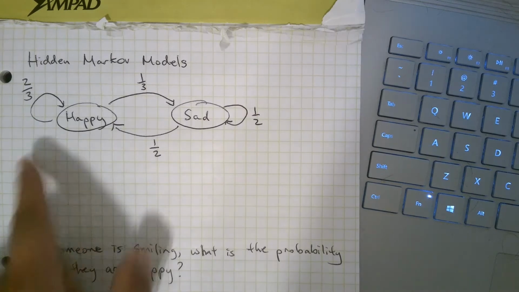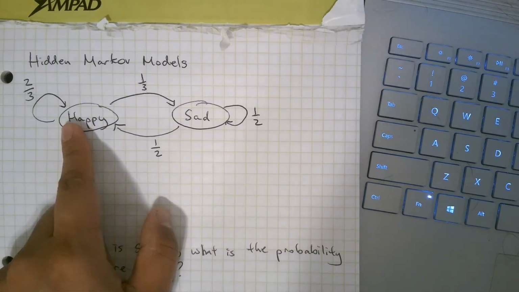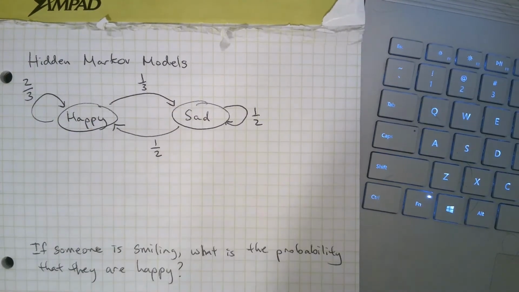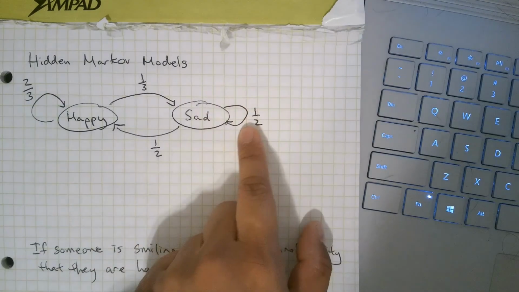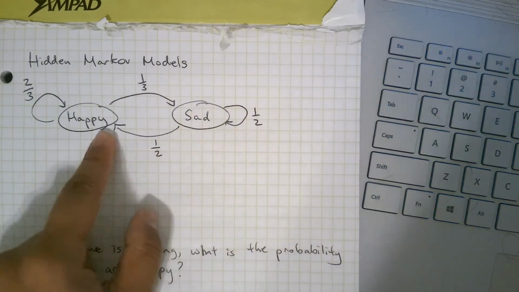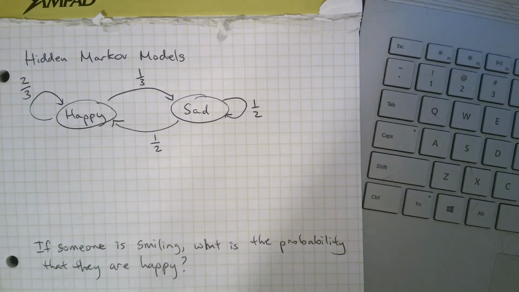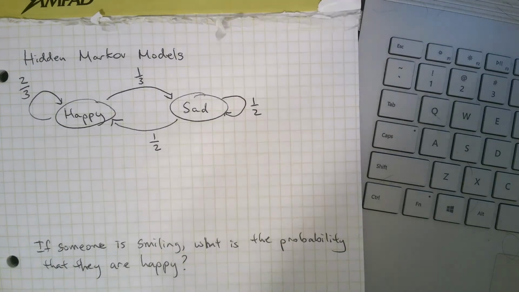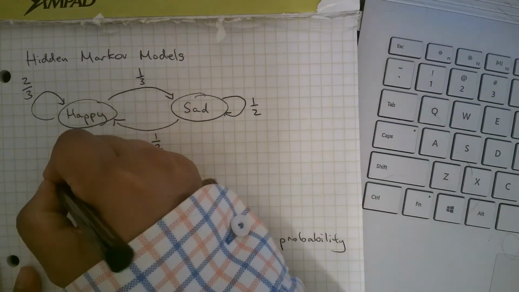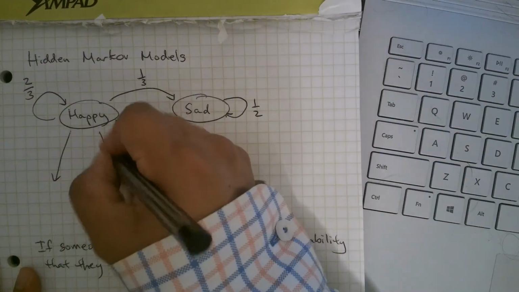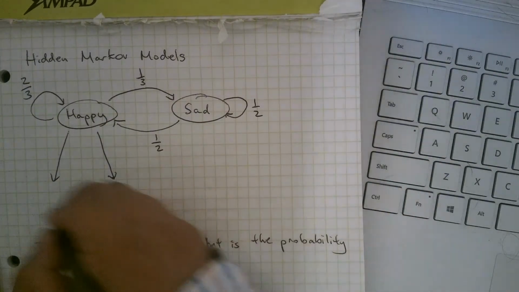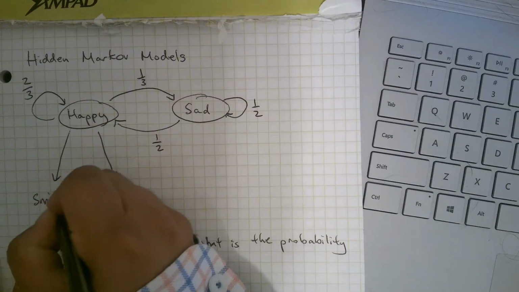So if you're happy, you have a 2/3 chance of being happy tomorrow, 1/3 chance of being sad. And if you're sad, you have a 1/2 chance of being sad again, and a 1/2 chance of moving to happy. You can't observe if someone's happy or sad, and you can ask them, but that's kind of a strange question in today's society for some reason. What we can observe is if someone's smiling or frowning.